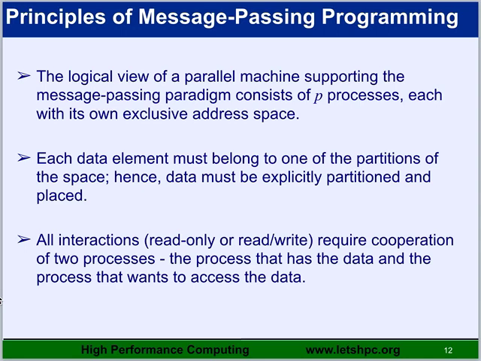Let's say there is an array A 1 to 100, and say there are 10 processes. So you can say that 1 to 10 belongs to process 1, 11 to 20 belongs to process 2, and so on. So each process has its own exclusive address space. So if process 1 wants to get say A 15, then it needs to communicate with process 2, and that communication has to take place explicitly through some kind of a communication network. So that is the second point.